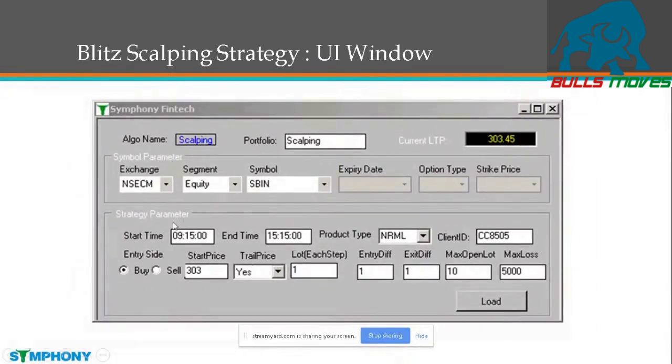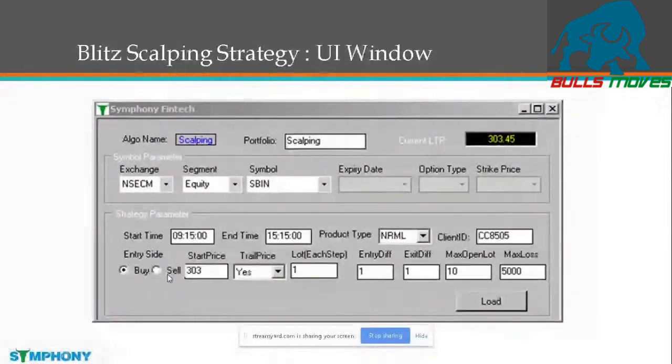Here you can define some strategy parameters, how you want to run this strategy. You can set the start time. Let's say for example 9:15 will be my start time, and 3:15 will be my end time. By 3:15, whatever positions you have, it will execute your orders. And there will be the product type, which can be normal or MIS order. Then there will be the client ID. You have to mention the client ID, and then you have to decide whether you want to buy or whether you want to short sell.